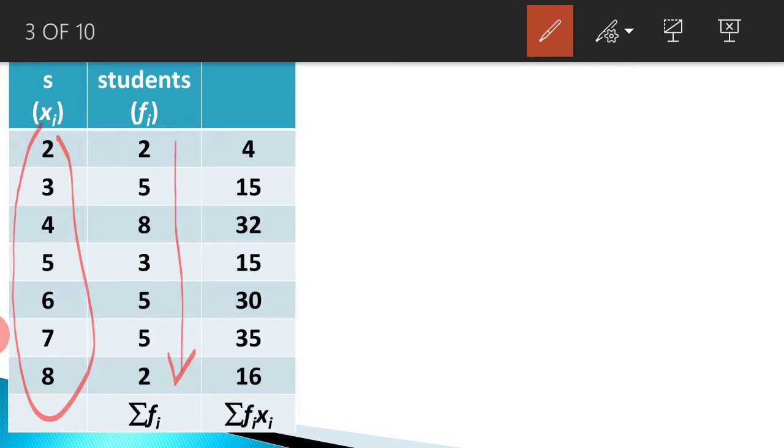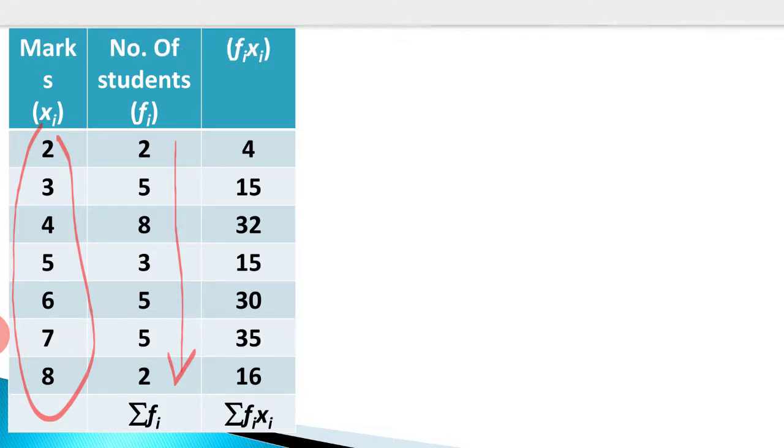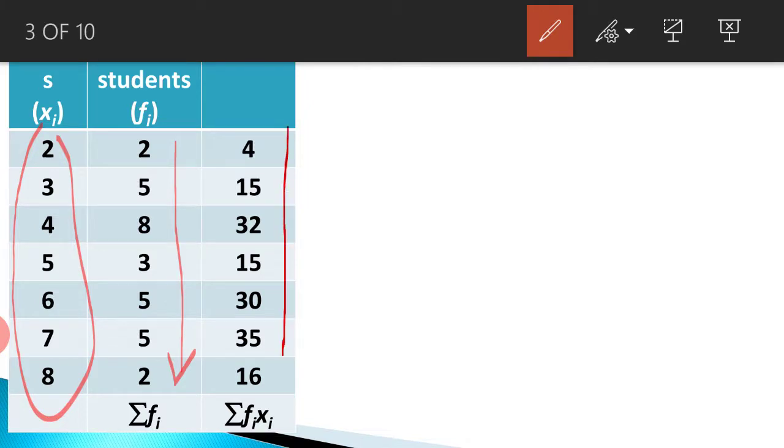So 2 is coming 2 times, so it will be 2 into 2, 4, that is the sum of the 2s will be 4. Then 3 is coming 5 times, so the sum of all those observations in which 3 marks are there will be 15. So if I want to add all the observations, I will add the product fixi. Xi is the value of the observation, fi is the frequency, that is how many times that value is repeated.